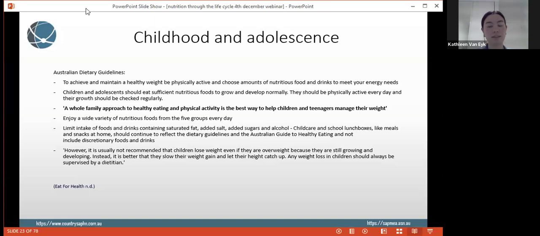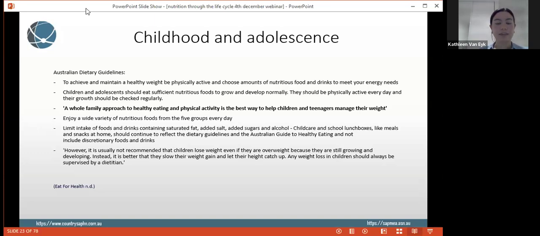One thing that I've highlighted there in bold is the whole family approach to healthy eating. And I think that this is almost the most important thing, having that whole family approach and the family and the parents setting a good example for their children. And we find that is actually the best way for children and teenagers to manage their weight, because the parents then set a good example.